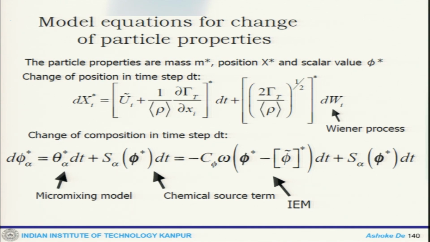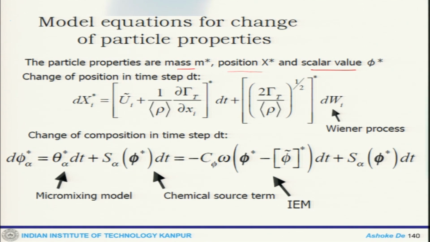These are not massless particles, and the particles collectively in a particular cell will determine the macroscopic property of that particular computational cell. So these are very, very essential properties. As we said, the particles have some mass, they are at a position x, and the scalar which is carried by these particles is phi star.